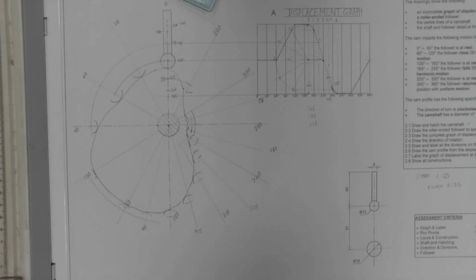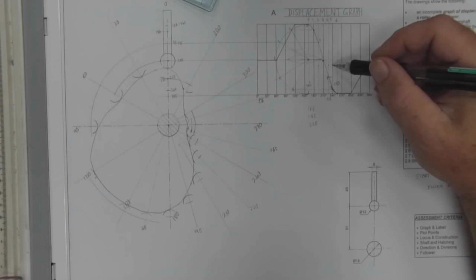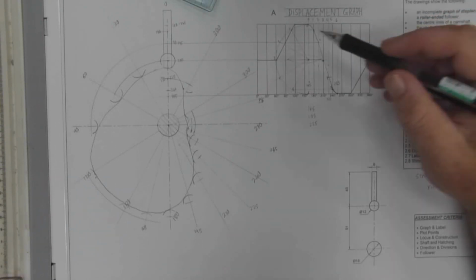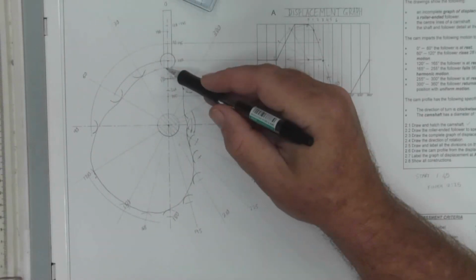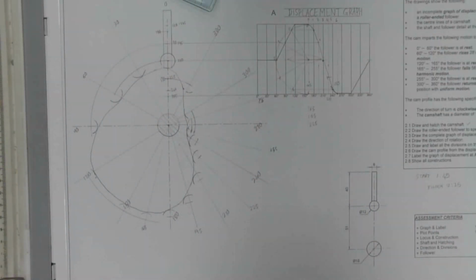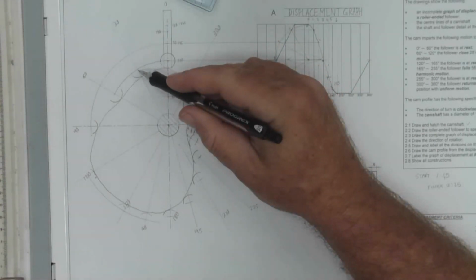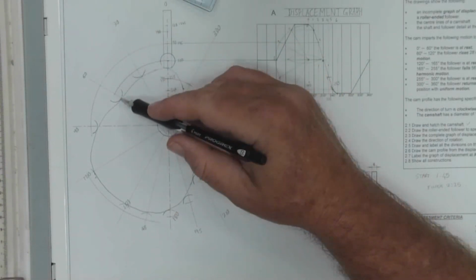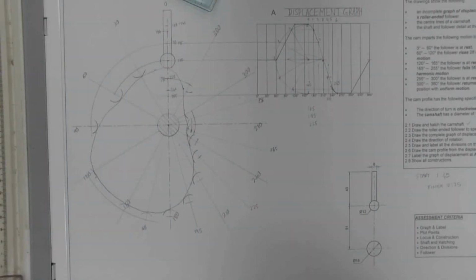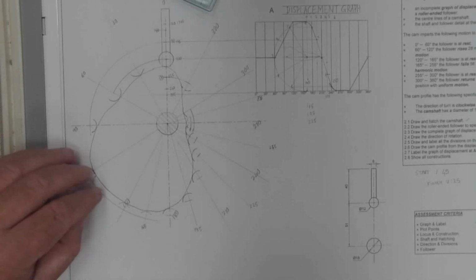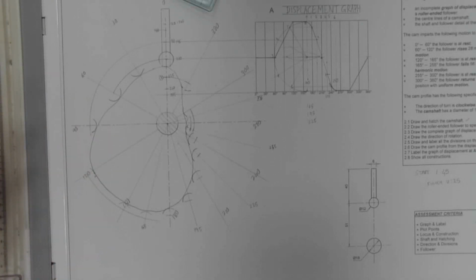I think a little bit easier. They didn't ask you uniform acceleration and retardation, only simple harmonic motion, but the change was that they did have a roller in this, and we needed to remember that at each point then we've got to draw the roller for the roller follower, which will change where our cam profile will be.